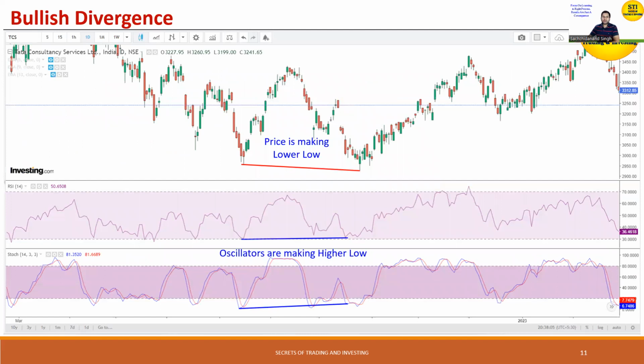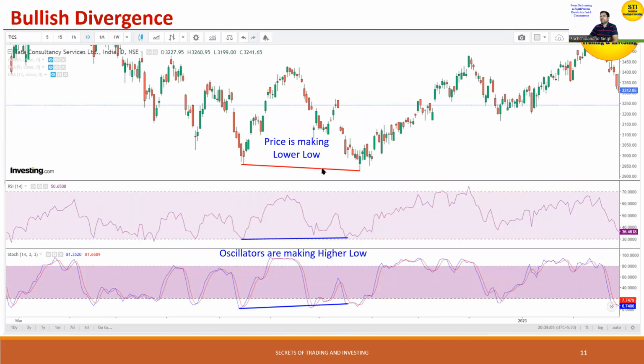So, there are two kinds of divergence. One is called bullish divergence, and the second one is called bearish divergence. What is meant by bullish divergence? What happens in a falling market?